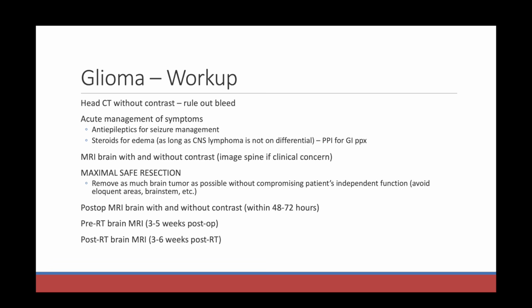within 3 to 5 weeks postoperatively. And then after we finish radiation, we also want to get a post-radiation brain MRI within about a month post-treatment. So gliomas, especially high-grade gliomas such as glioblastoma, we're imaging these patients very frequently, right? Right after surgery, then about a month after surgery, and then about a month after radiation as well. So these are, I think, some important pearls as far as workup for glioma.